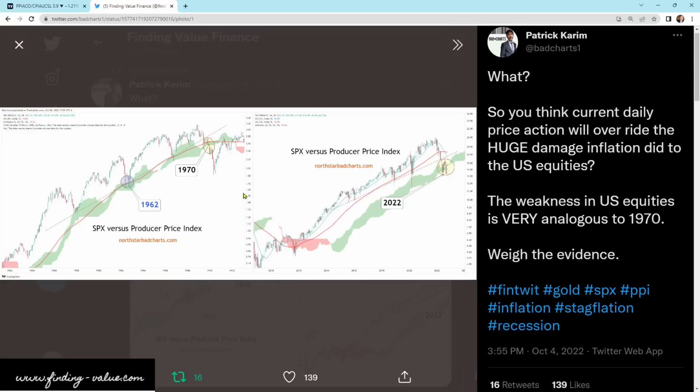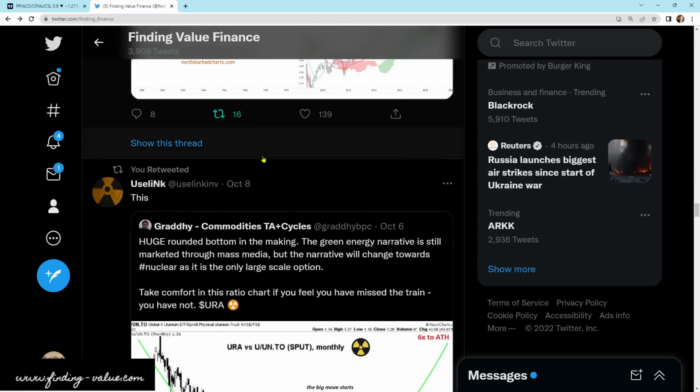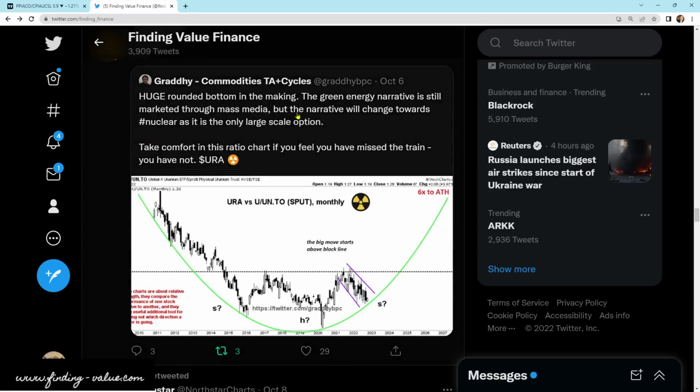So I think, again, producer price index will outperform, which means that this ratio is going to go down and be favorable for commodities and precious metals. And we're very early in this. All of this is changing in the system. This is a huge rounded bottom in the making.